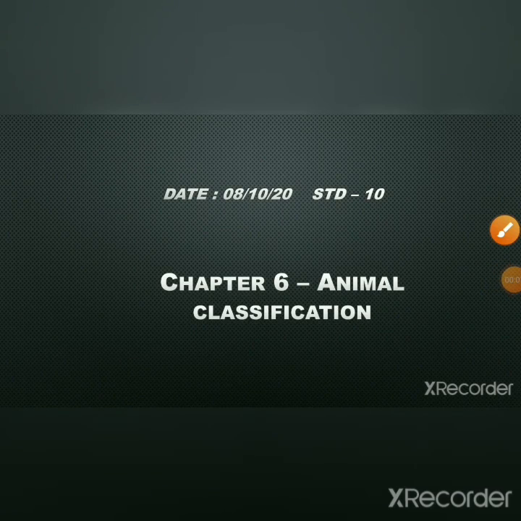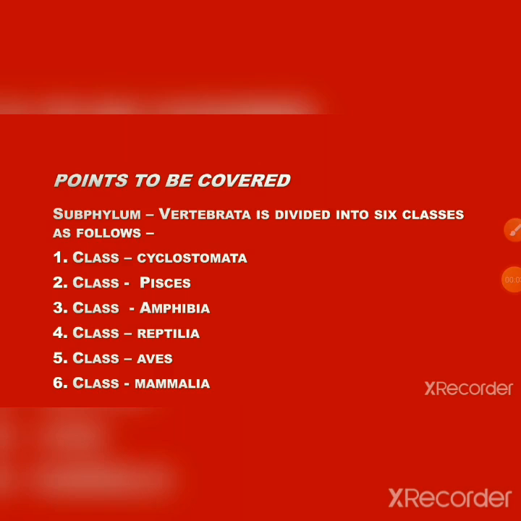Chapter 6 Animal Classification. Points to be covered. Phylum Vertebrata is divided into 6 classes as follows: Class Cyclostomata, Class Pisces, Class Amphibia, Class Reptilia, Class Aves, Class Mammalia.